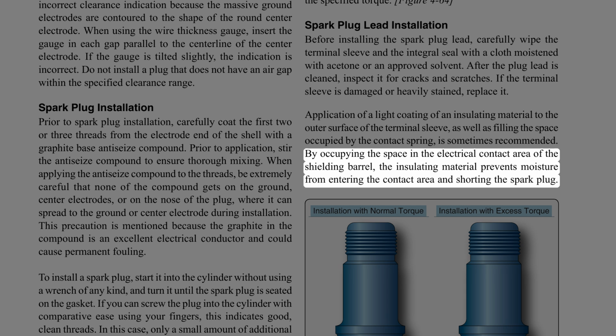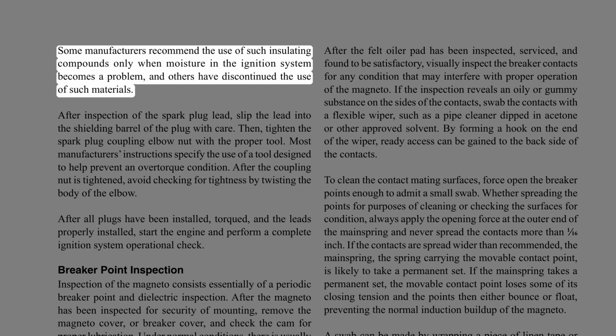By occupying the space in the electrical contact area of the shielding barrel, the insulating material prevents moisture from entering the contact area and shorting the spark plug. Some manufacturers recommend the use of such insulating compounds only when moisture in the ignition system becomes a problem, and others have discontinued the use of such materials.